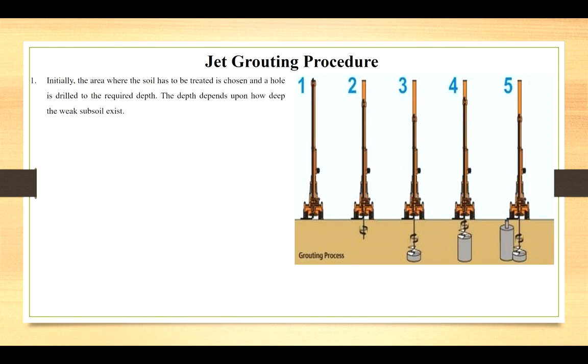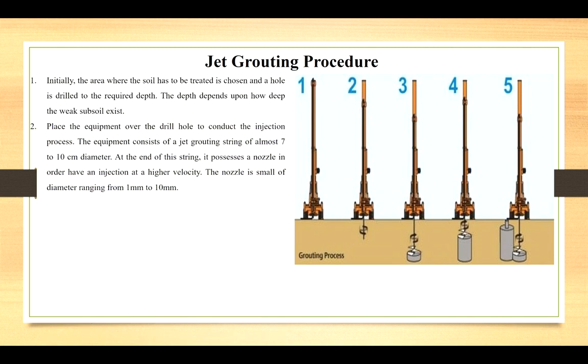The first step starts with choosing the area where the soil has to be treated, and a hole is drilled to the required depth. The depth depends upon how deep the weak subsoil exists. The second step is to place the equipment over the drill hole to conduct the injection process. The equipment consists of a jet grouting string of almost 7 to 10 diameter. At the end of the string, it has a nozzle in order to have injection at a higher velocity. The nozzle is small, with a diameter ranging from 1 mm to 10 mm.